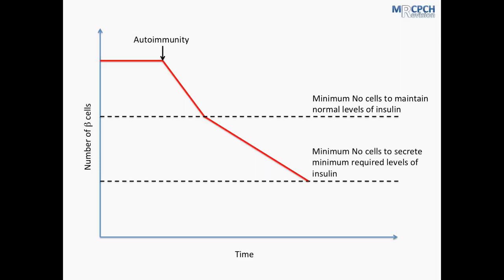So the number of cells falls further, and proportionally we have less insulin, until we come to a point where we have so few beta cells that we can no longer produce enough insulin to maintain our glucose homeostasis. And it's at this point we begin to suffer symptoms such as polyuria, polydipsia, polyphagia, weight loss, etc.